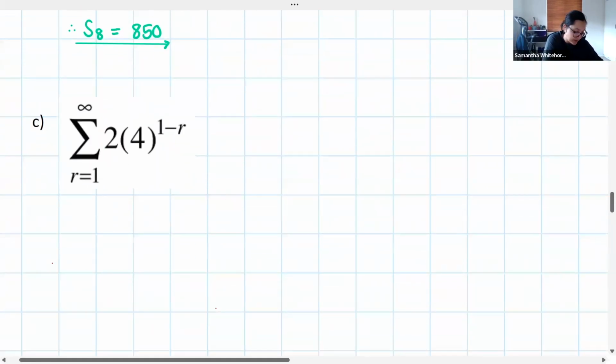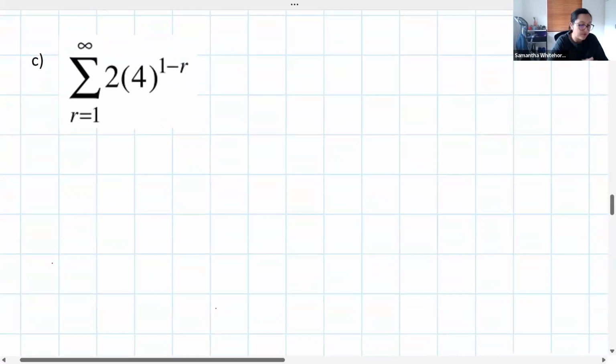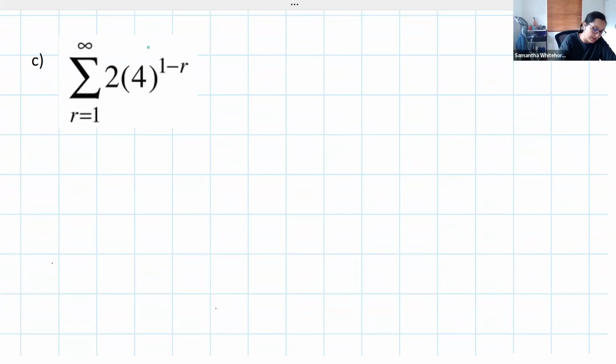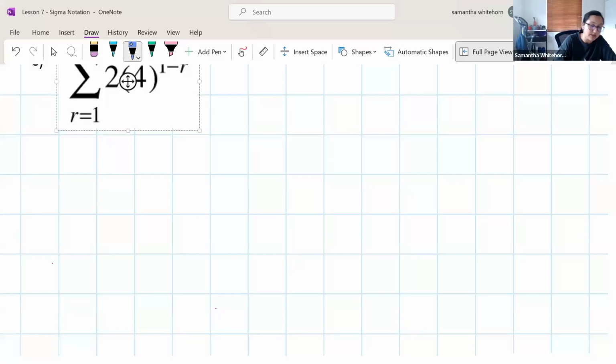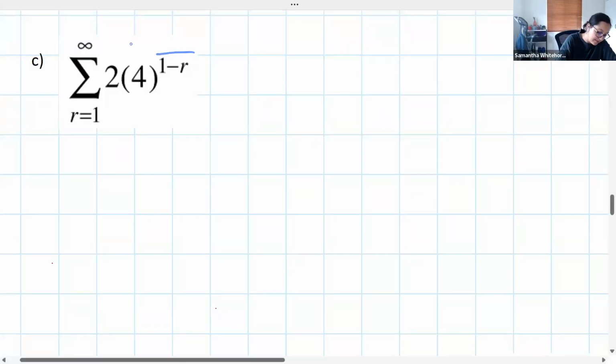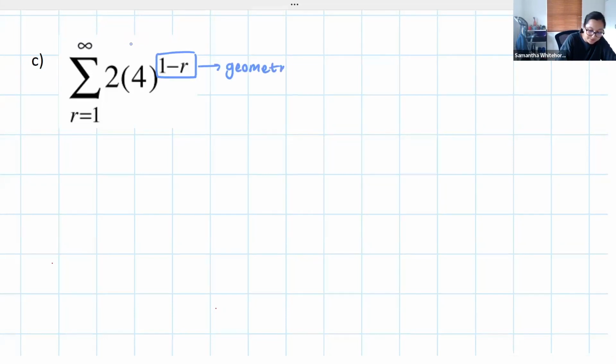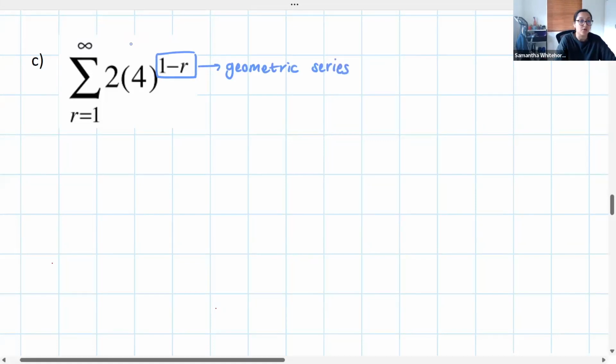Okay, let's see. So in question C, we've got the sum to infinity from the first term to infinity of 2 times 4 to the power 1 minus r. Now, this is an example where the r value is a little bit different, but we'll deal with that in a second. So first things first, I know that that is a geometric series. There's 2 reasons. Firstly, I've got this exponent, so it's geometric. Also remember, the only sum to infinity that we work with is with geometric series. So this has to be geometric, but the exponent is the dead giveaway.